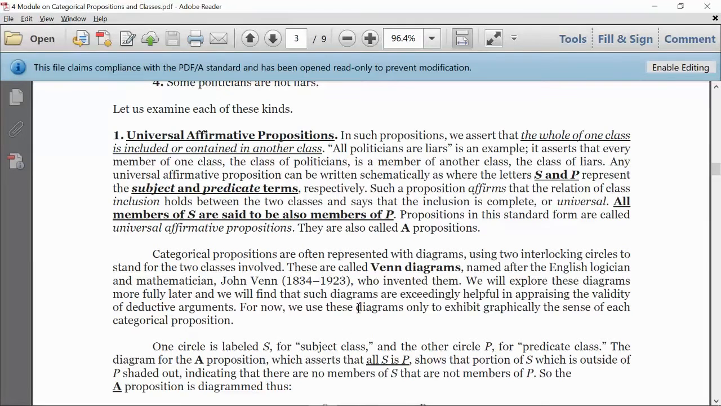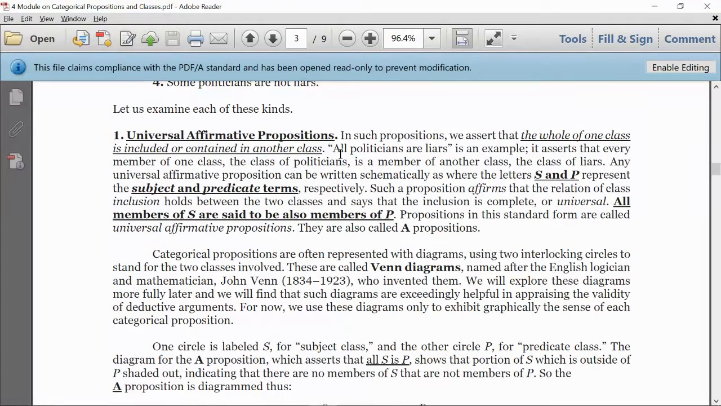We will be using Venn diagrams here to illustrate the relation between these two propositions, or terms rather. We have the subject and predicate terms. First, we have universal affirmative propositions using the word all. In such propositions, we assert that the whole of one class is included or contained in another class. So, for example, all politicians are liars.